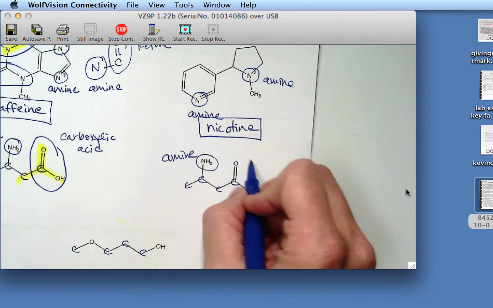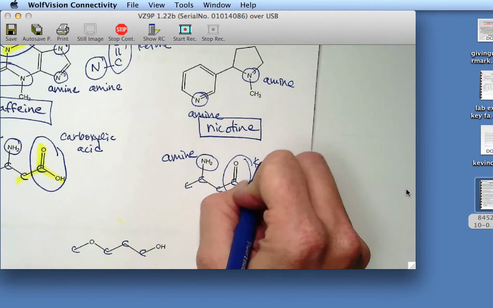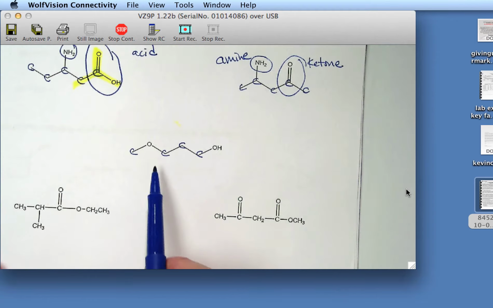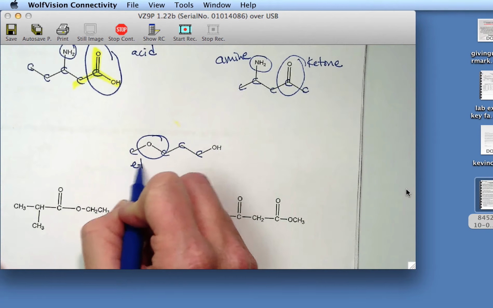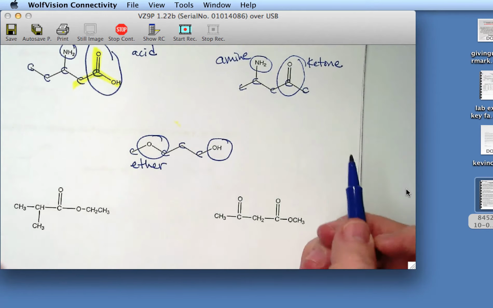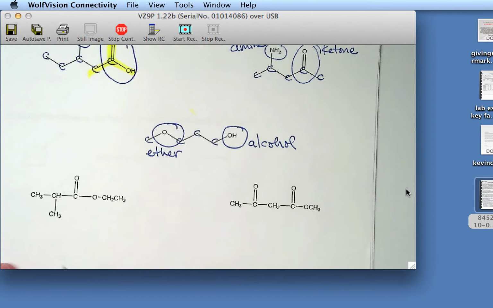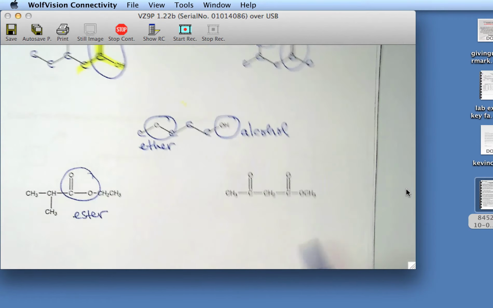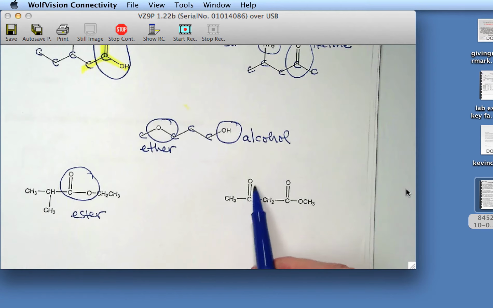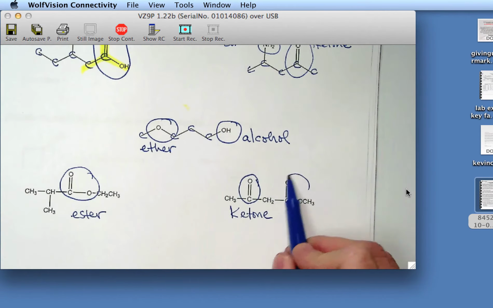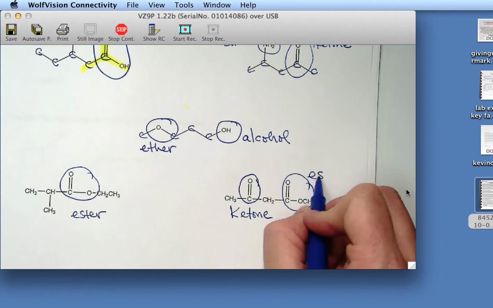And then this one is a ketone. Good. This one is ether, good. And this one, alcohol. This one is ester. Ketone. And then what about that one? Ester. Good.